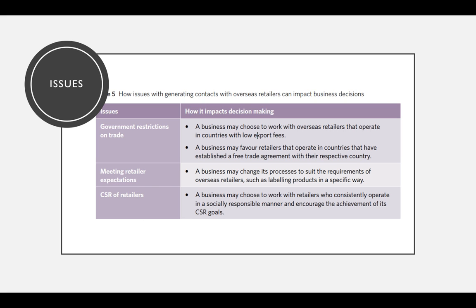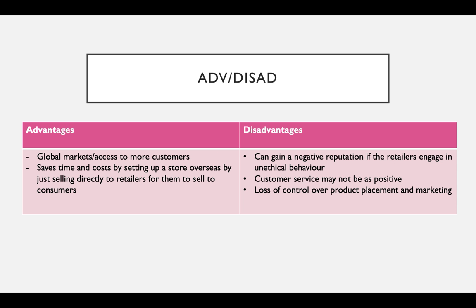How you can meet retailer expectations. So, is your packaging up to scratch? Is the actual product itself up to scratch? What quality control methods do you need to implement? And then you've got your CSR. So, making sure that you do your research about the retailer themselves. All right, and then the final part is your advantages, disadvantages.